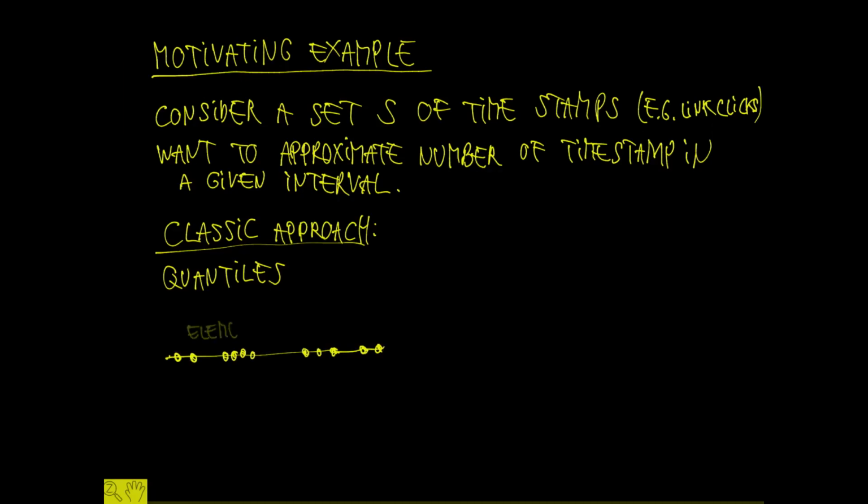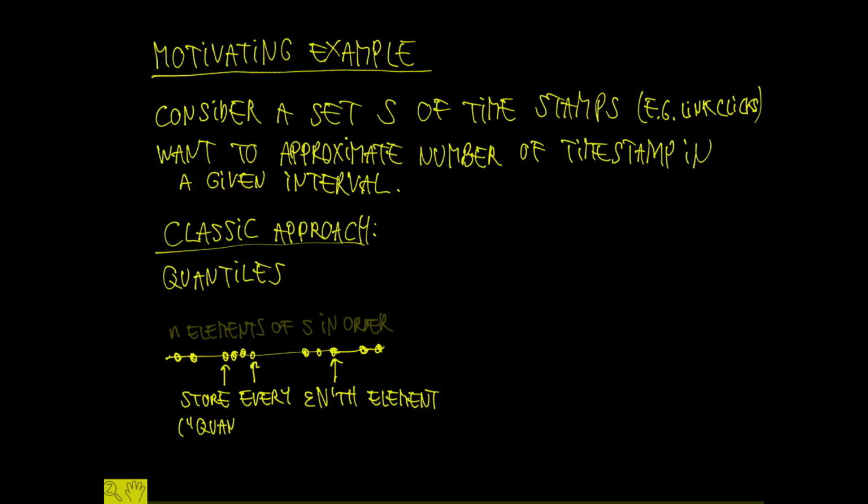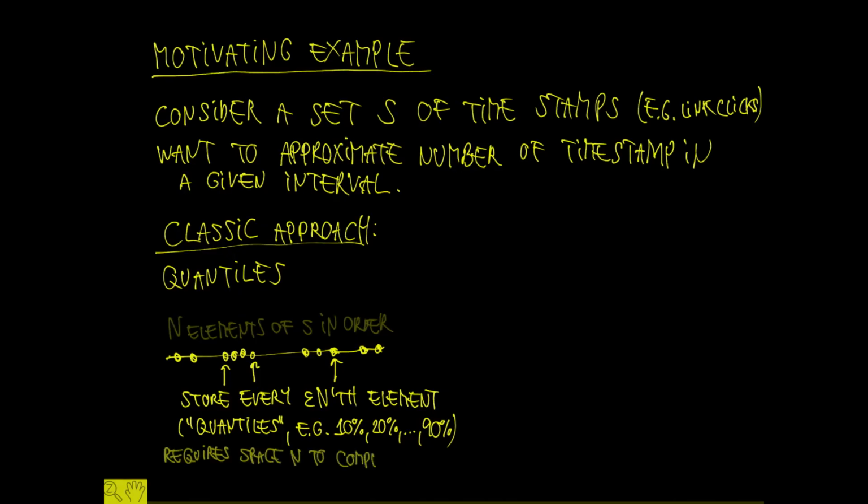Suppose there are n elements and consider them in sorted order. To construct the quantiles, we take every epsilon n elements and store them. For example, if we set epsilon equal to 0.1, we get the 10%, 20%, up to 90% quantiles in this way. The quantiles require linear space to compute, but only 1 over epsilon space to store.